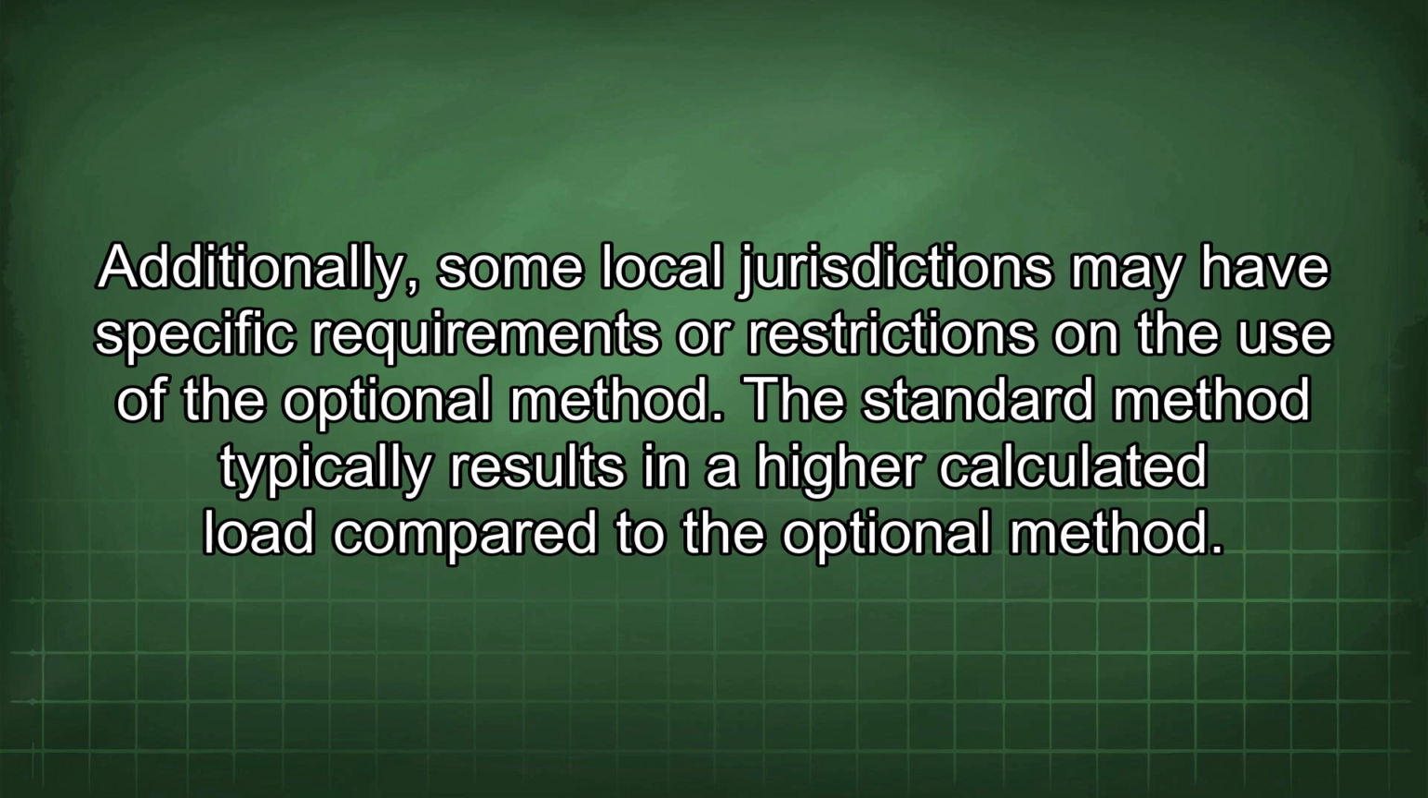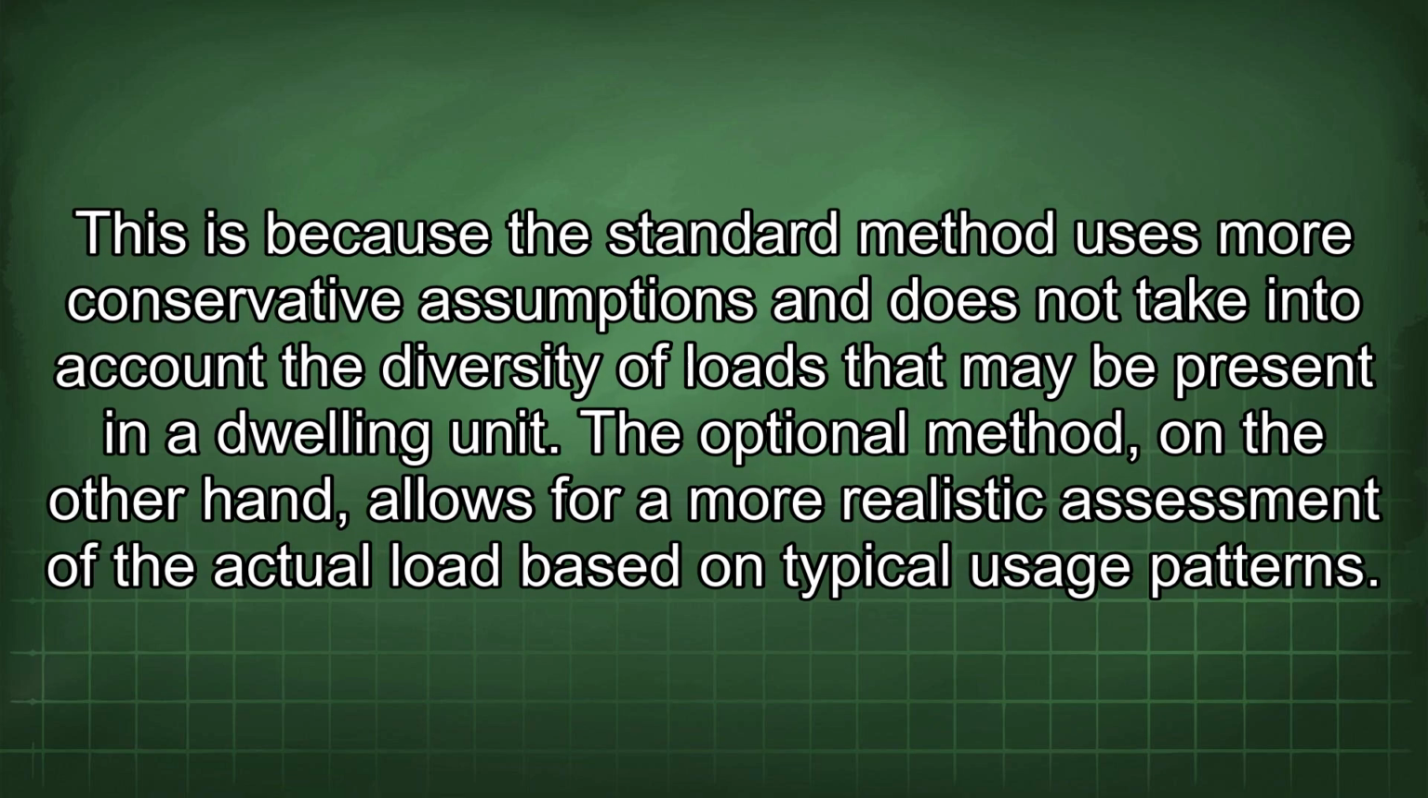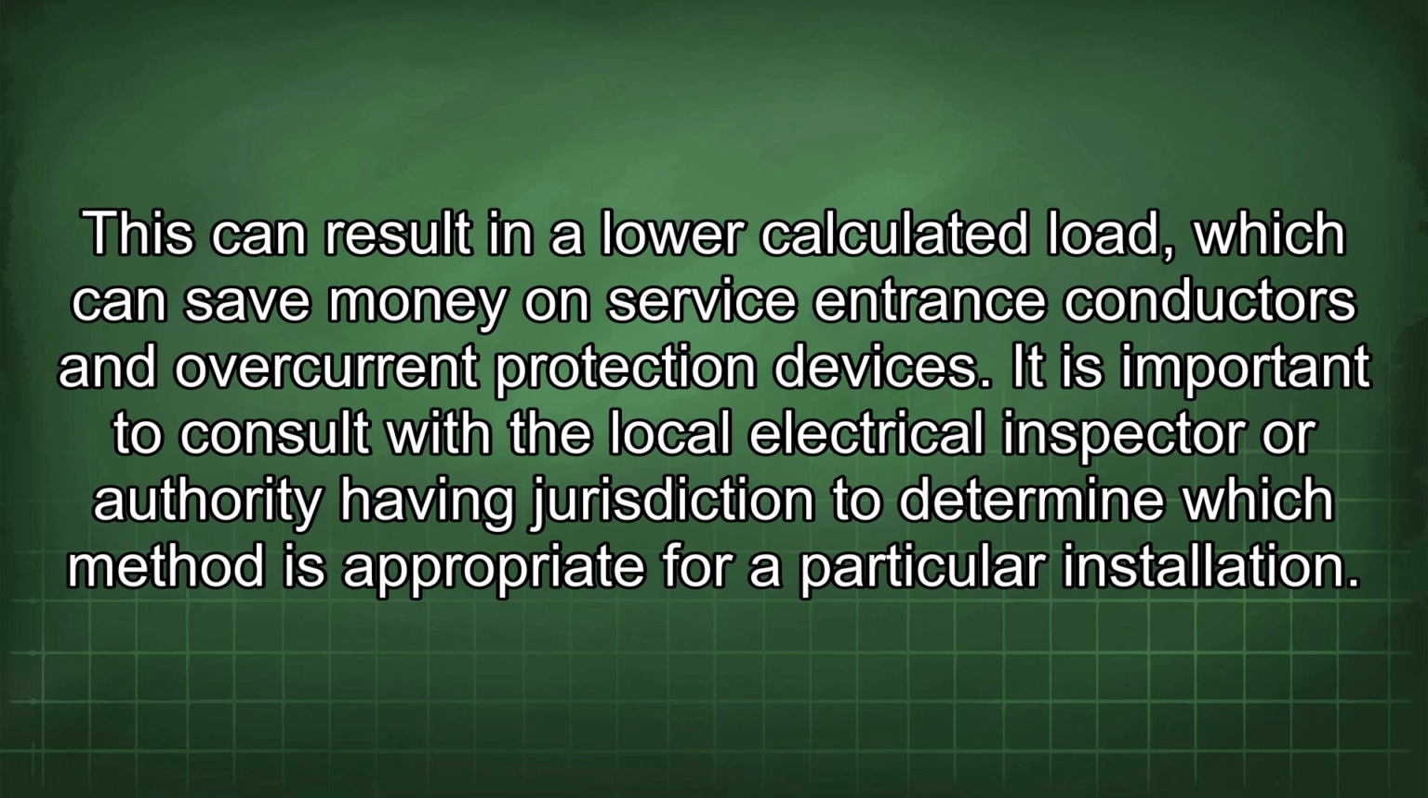The standard method typically results in a higher calculated load compared to the optional method. This is because the standard method uses more conservative assumptions and does not take into account the diversity of loads that may be present in a dwelling unit. The optional method, on the other hand, allows for a more realistic assessment of the actual load based on typical usage patterns. This can result in a lower calculated load, which can save money on service entrance conductors and overcurrent protection devices.